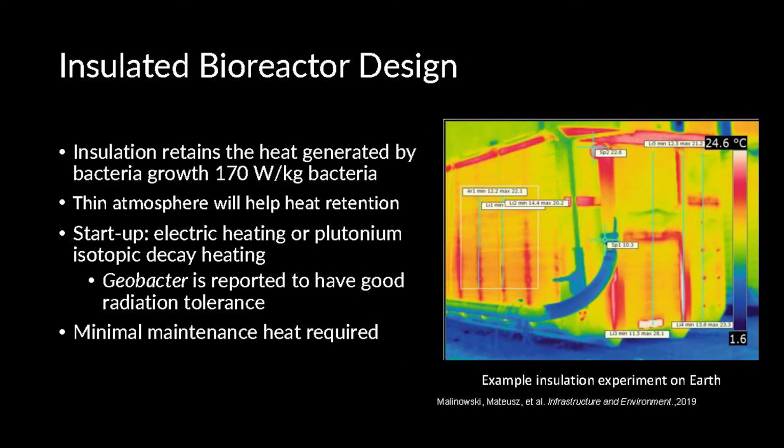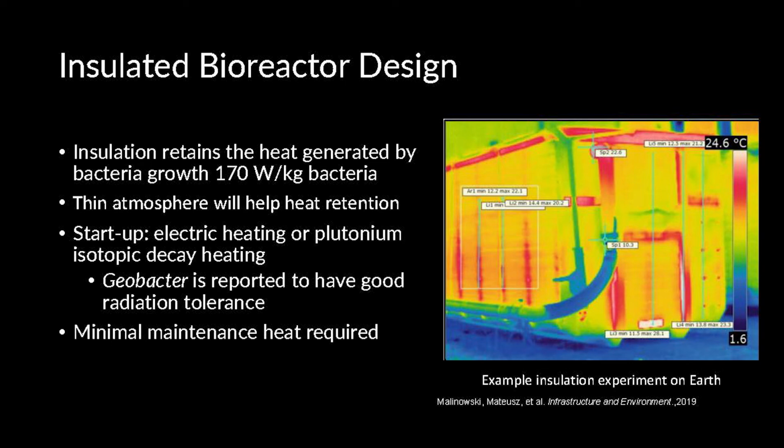To retain heat inside the bioreactor, we propose to carefully design the reactor insulation. The heat generated by bacteria growth is considerable, 170 watts per kilogram of bacterial biomass. As shown in the example insulation experiment on the right, when the ambient temperature is about 5 degrees Celsius, a good insulation can keep the reactor at about 20 degrees. This is only using insulation materials as a cover on the outer surface.